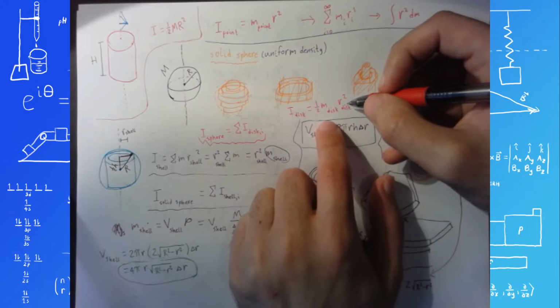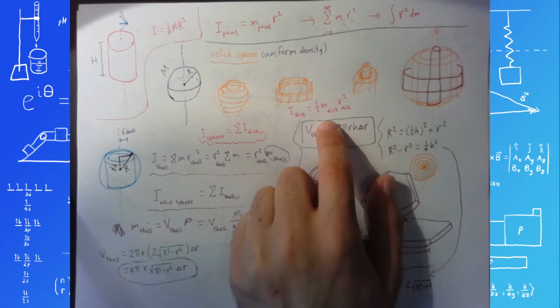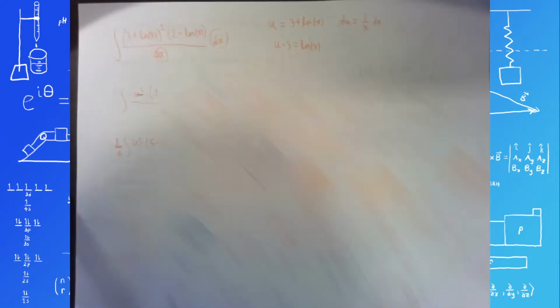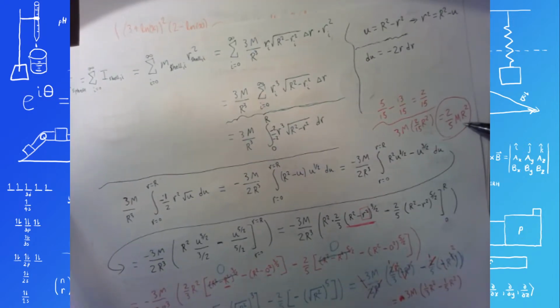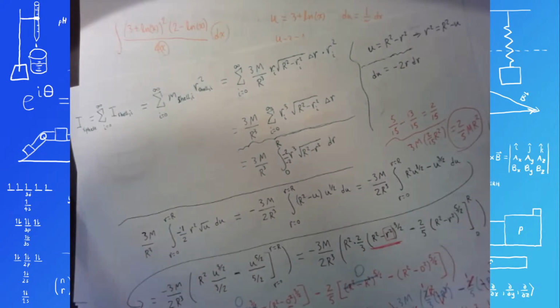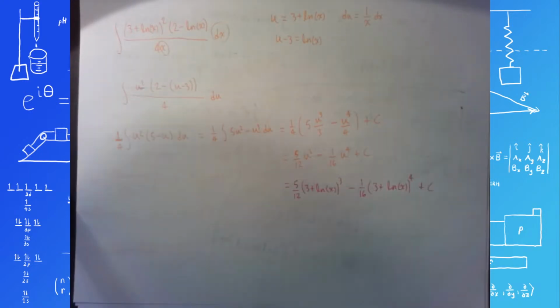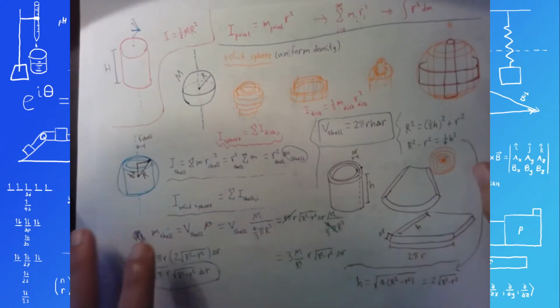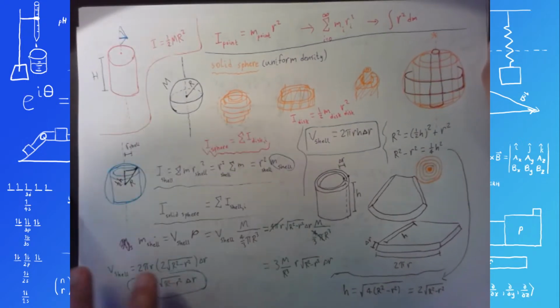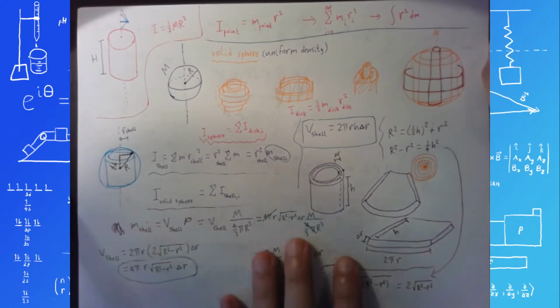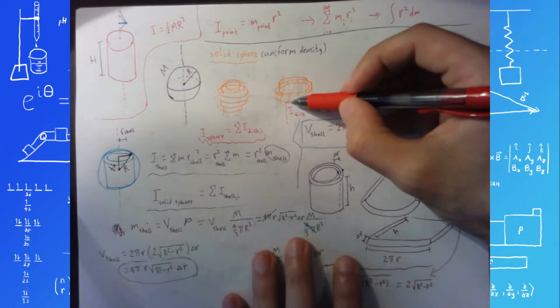other solution that also evaluates to 2/5 the mass of the full sphere times the radius of the full sphere squared. That is what you're supposed to be getting, so you have a way of checking your work. But yeah, I encourage you to try and do this.